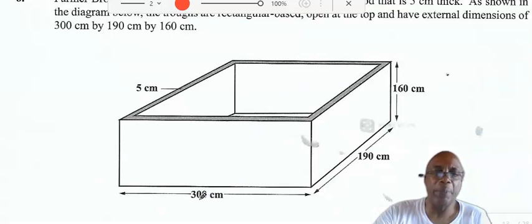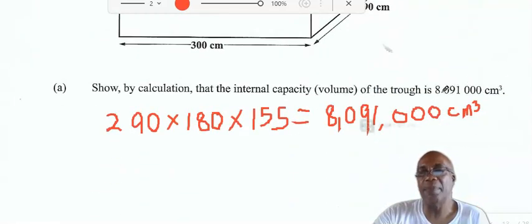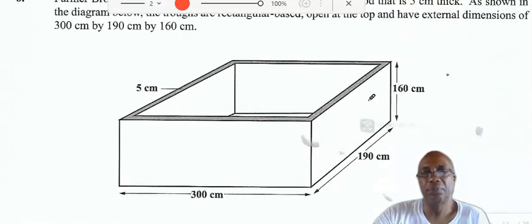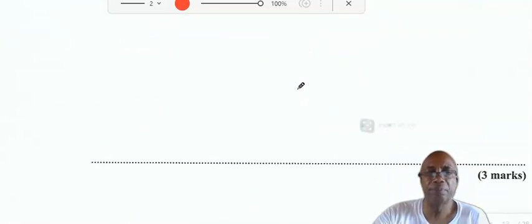So we do it by multiplying 300 by 190 by 160. When we do that, we now subtract the volume inside, because when we subtract the volume inside, we are only going to have the volume of the wood. And we know the volume inside is 8,091,000. So let us find the volume of the wood by multiplying 300 by 190 by 160. Sorry, the volume of the total trough.